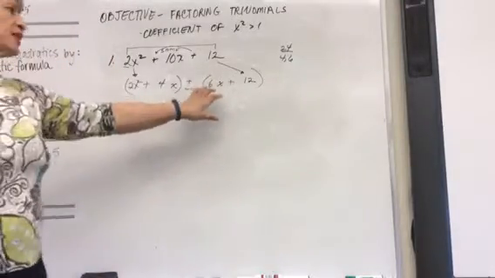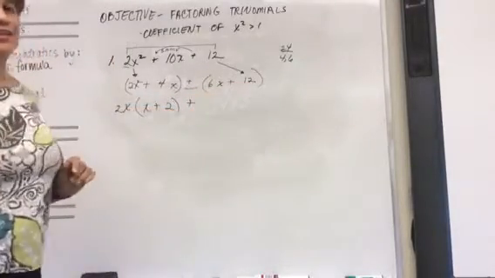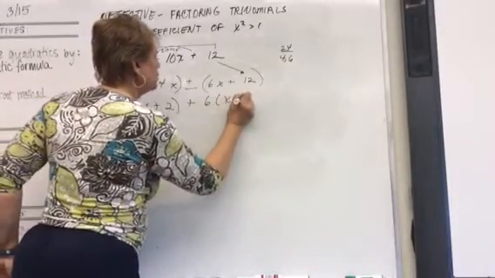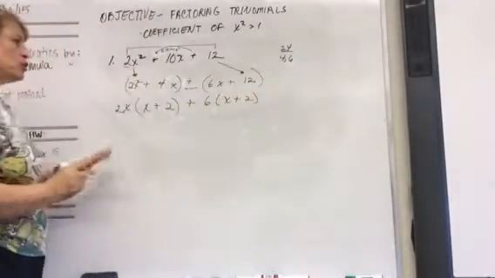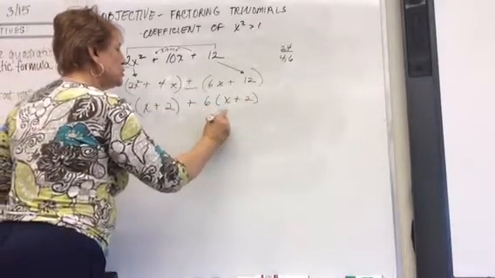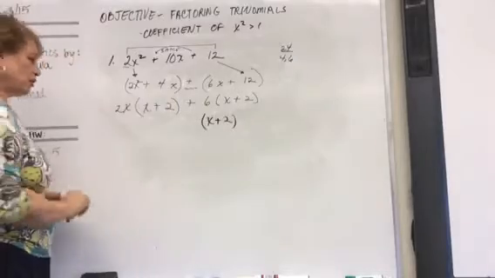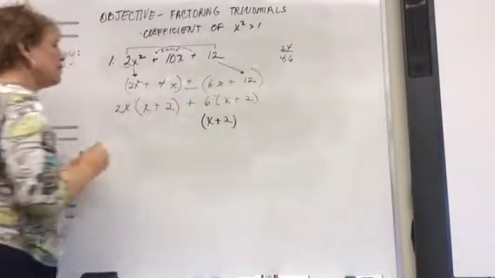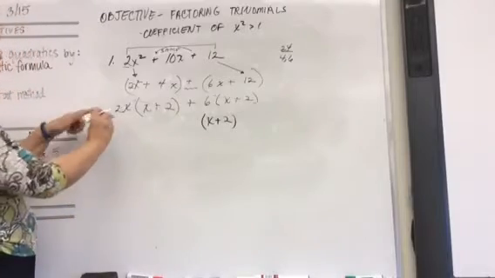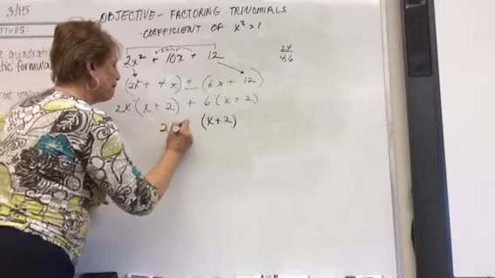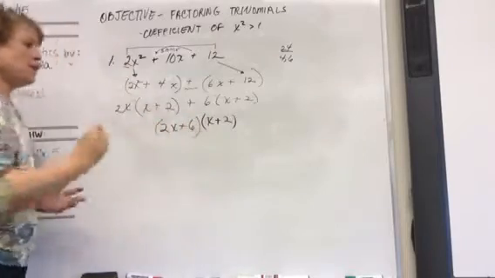Now my greatest common factor of my 6 and my 12 is 6, so I'm going to factor that out, and I'm left with x plus 2. And what I want you to notice is here we have the same factor, x plus 2, so we're going to factor that out. And once I factor that out, I want you to notice that I'm going to be left with 2x plus 6. And that is my answer.